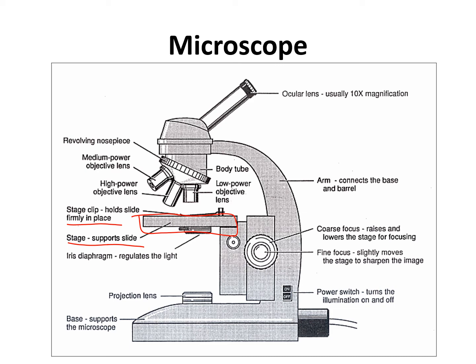Then there are two sets of lenses. Up here is the ocular lens. It's called ocular because it's the one you look through with your eye, and it magnifies 10 times on its own.